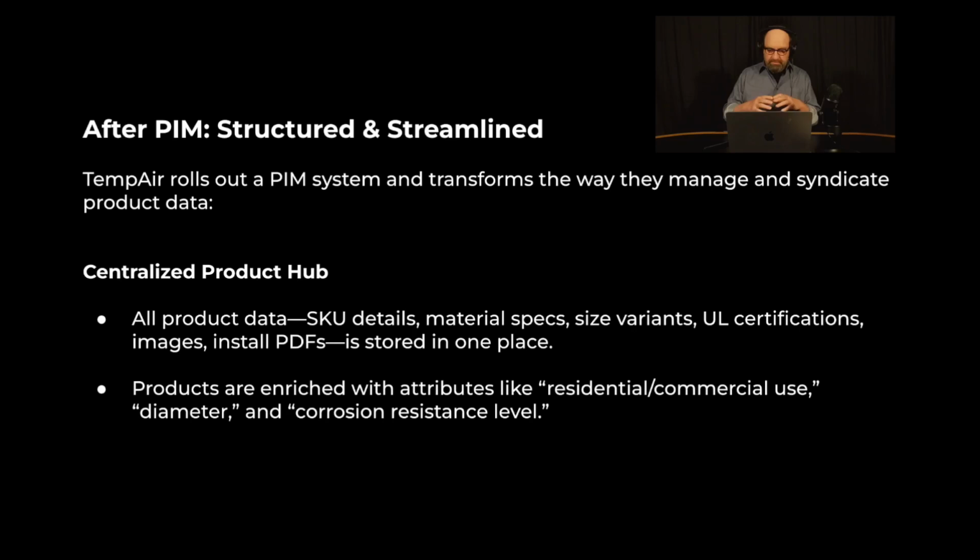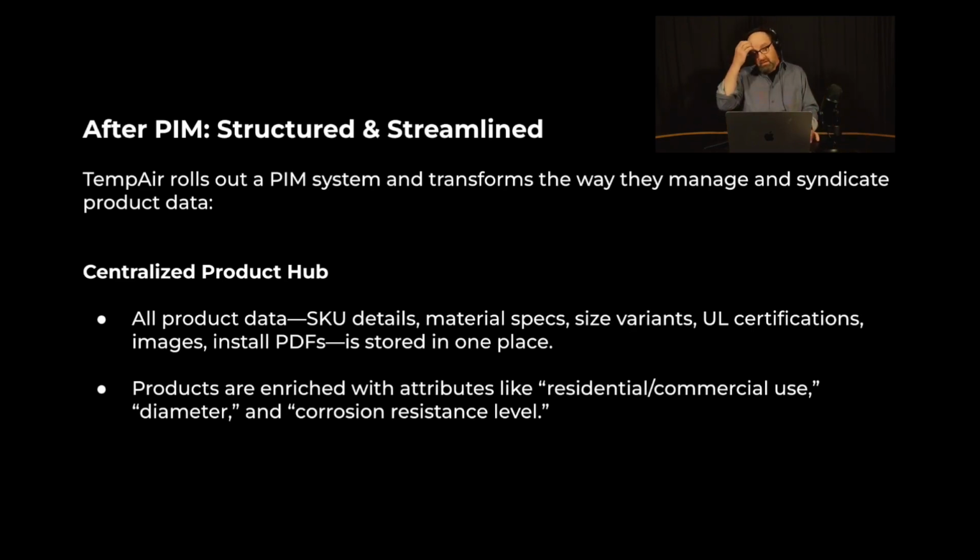So once they get their product data into a PIM, and if you're not clear what a PIM is, watch the video before this one. We describe what it is. But they roll everything into a PIM, and it basically transforms the way they manage and syndicate their product data. There's a centralized hub now. All their product data is always in one spot, single source of truth. It includes everything they need for all of their partners, all of their distributors, all the specs, size variants, requirements, PDFs, install docs, install videos, etc.